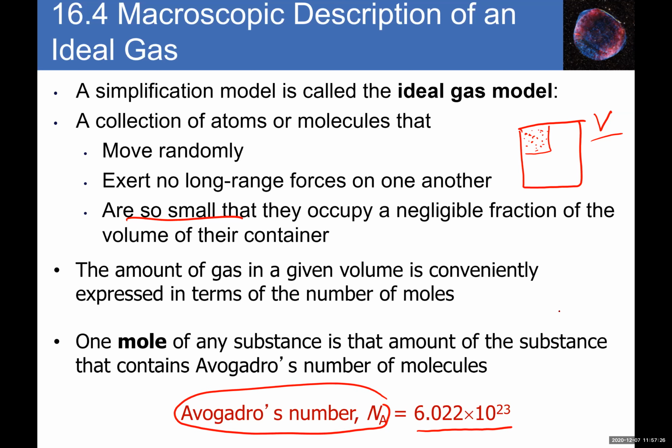And remember, N is the number of molecules, N sub A is Avogadro number of molecules. That means this is exactly this many molecules. Now, this many molecules we also define to be 1 mole. So 1 mole of a substance is that amount of substance that contains Avogadro number of molecules. That means I can just represent this many molecules with 1 mole. Just easier, right? That means if I have 4 such groups, then my container has 4 moles, in terms of the number of molecules.